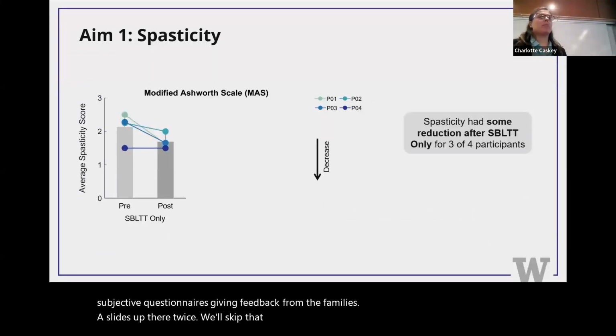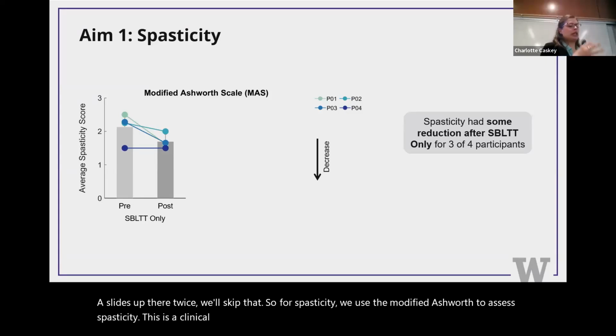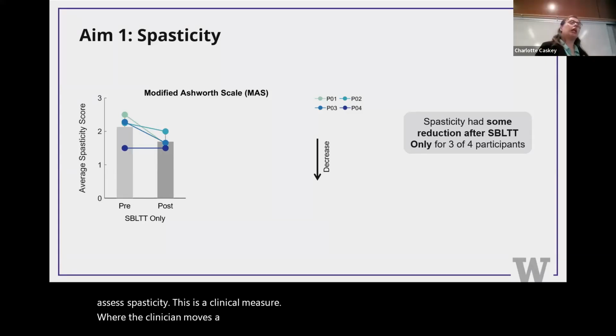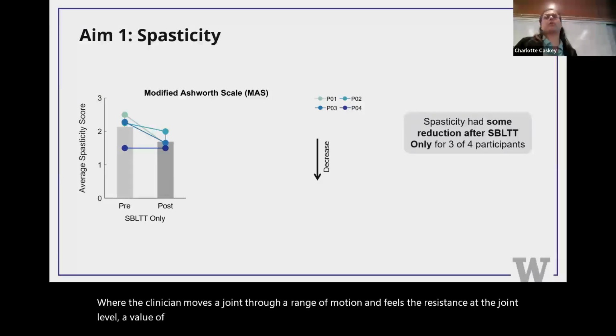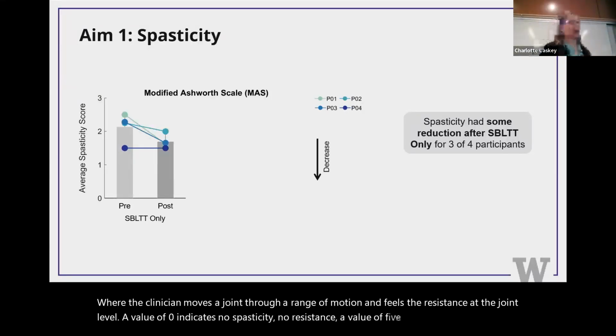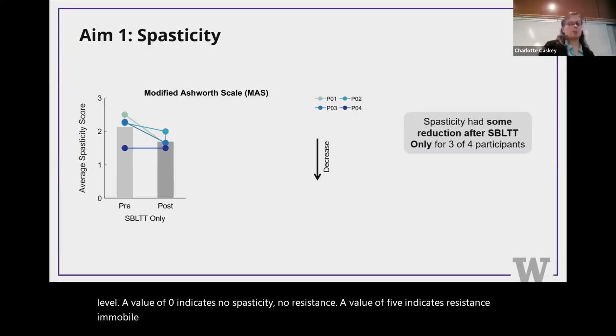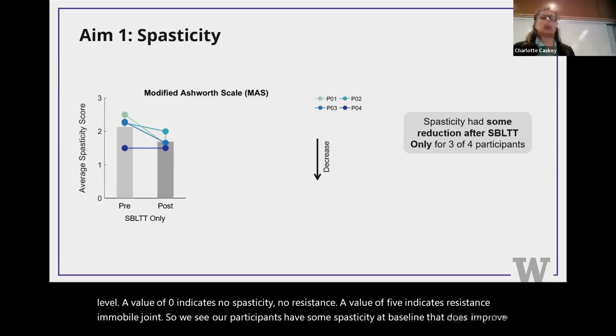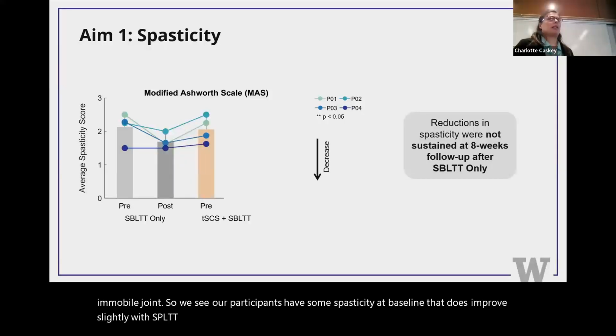So for spasticity, we use the modified Ashworth to assess spasticity. This is a clinical measure where the clinician moves the joint through a range of motion and feels the resistance at the joint level. A value of 0 indicates no spasticity, no resistance. A value of 5 indicates resistance in the immobile joint. So we'll see our participants have some spasticity at baseline. That does improve slightly with SBLTT, but it goes almost back to baseline at the follow-up period.